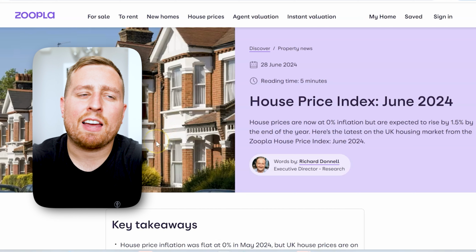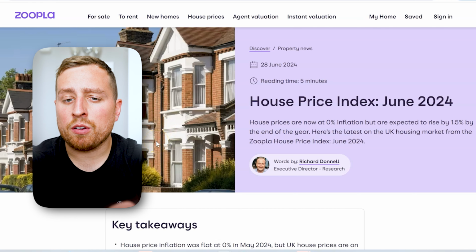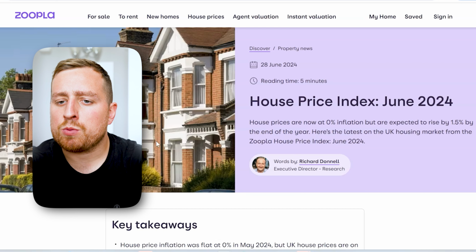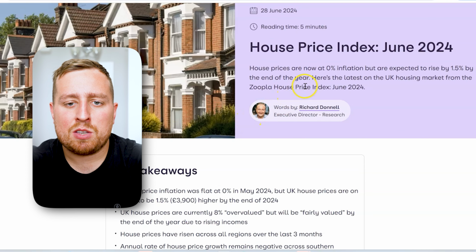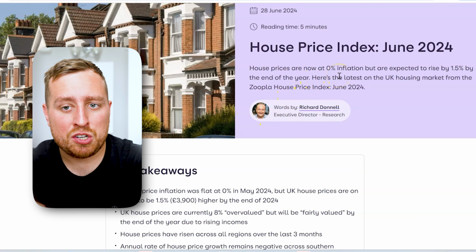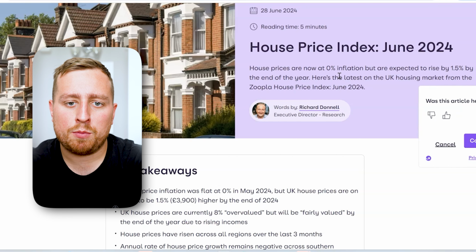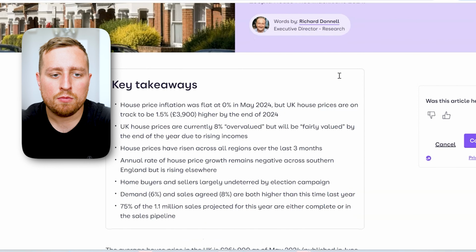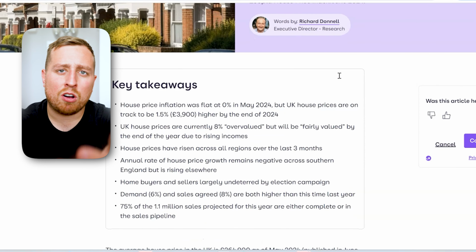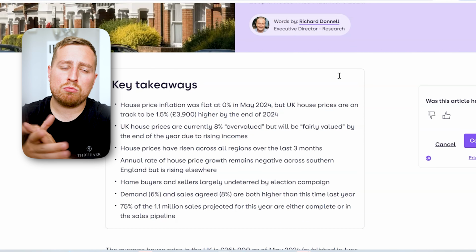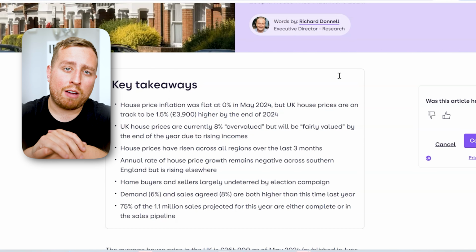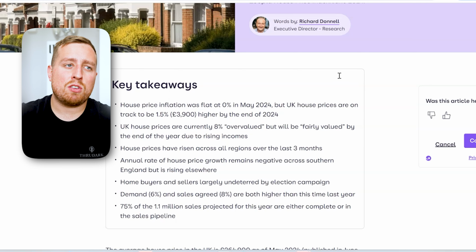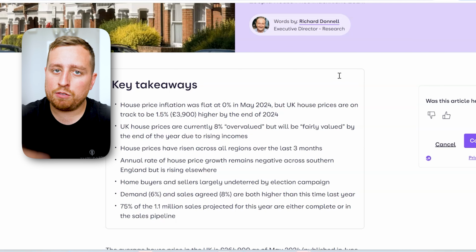And when we start looking at this now from a housing point of view, let's have a look at the latest Zoopla report that we had from last month on the house price index. House prices are now at 0% inflation, but are expected to rise by 1.5% by the end of the year. Again, very interesting. So house prices are on the rise in general. So when we have commercial, we're looking at 2.5% per annum. When we look at residential, we're looking at 1.5% on average across the UK. Obviously that varies depending on where we're living and what we're doing.